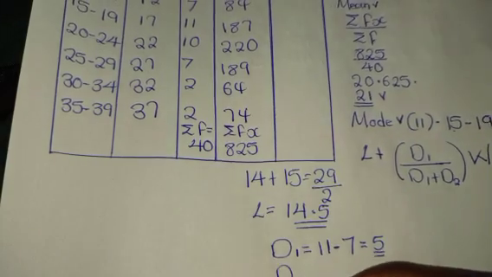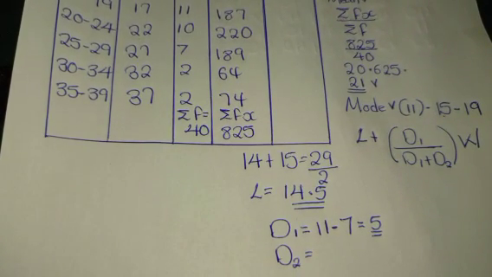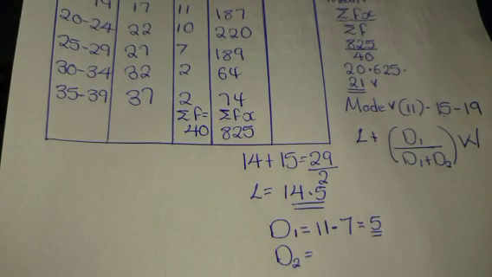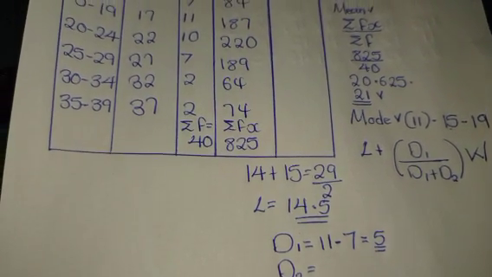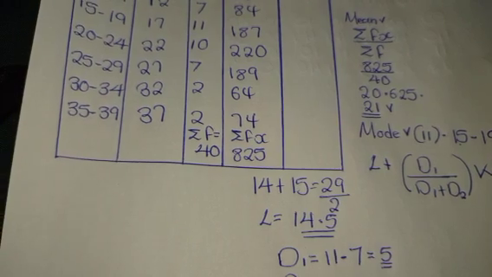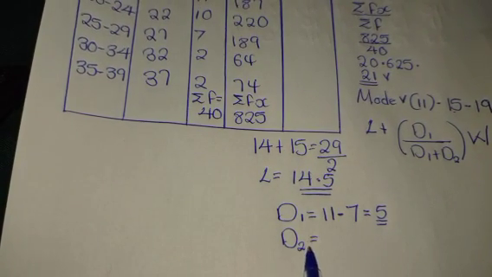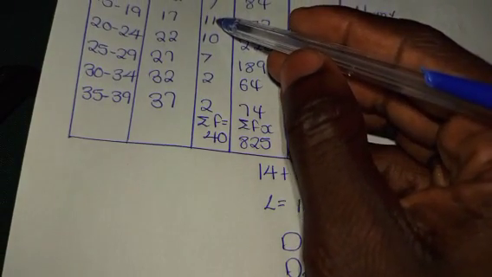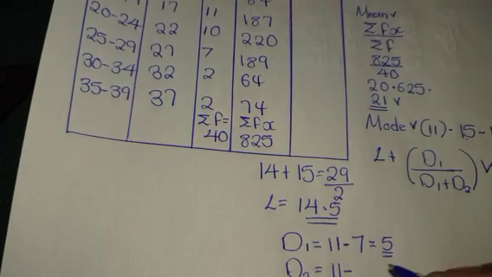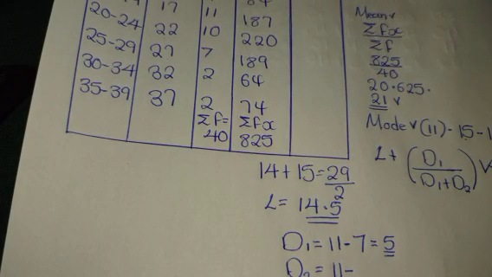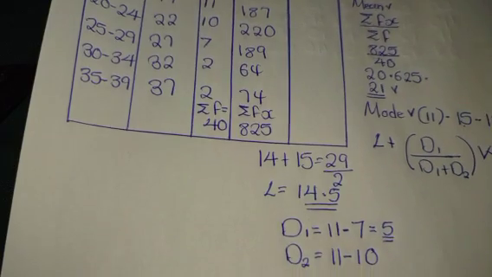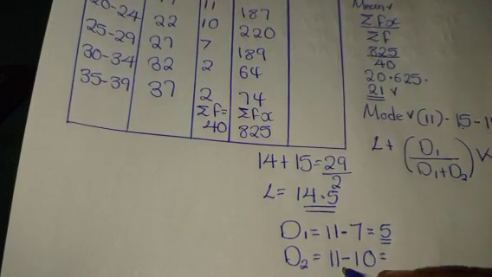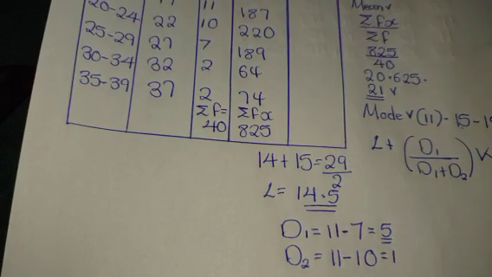Then for you now to get D2. D2 now is the difference between the mode class frequency and the next class frequency. So we will subtract the mode frequency from the next frequency, of which the next frequency is what? 10. So you will now subtract 11 minus 10, you get your answer to be 1.